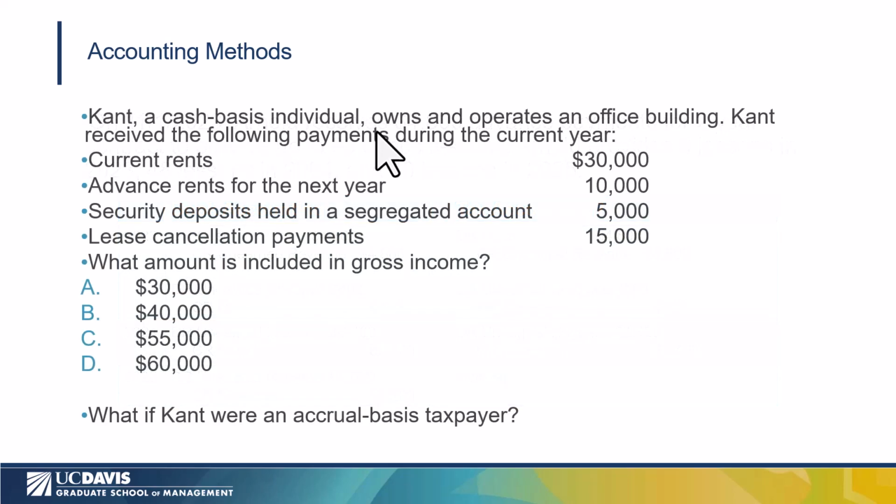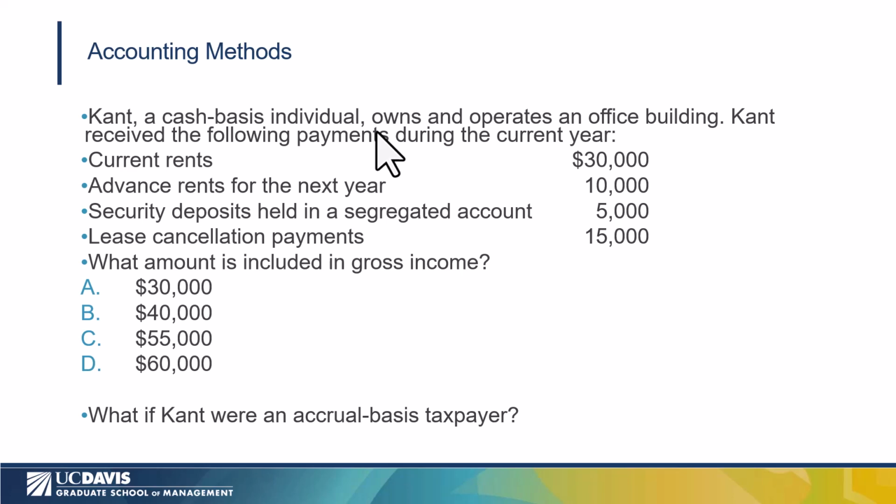Let's do a few questions. Kant is a cash-based individual, owns and operates an office building, received the following payments during the year. So he received $30,000 in current rent during the year. He received $10,000 of rents that are applicable to next year. He has $5,000 of security deposits that are held in a segregated account and $15,000 of lease cancellation payments. What amount would be included in gross income?